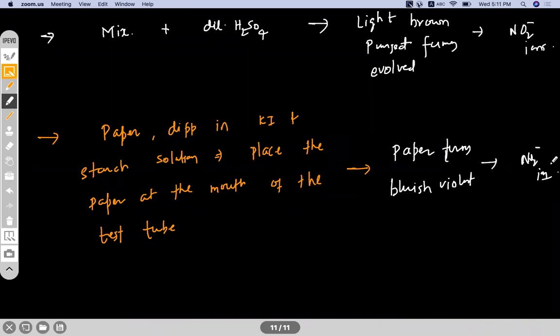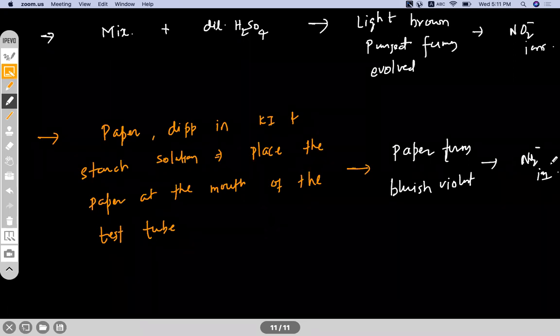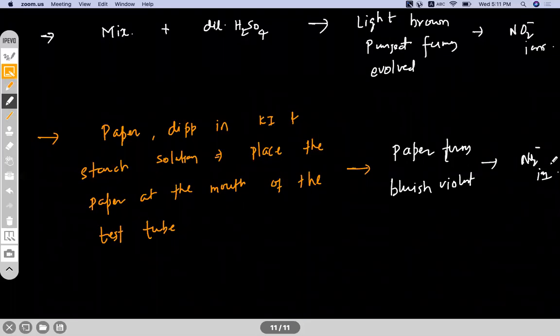Okay, these are the few more methods we have to detect nitrite ion. Obviously, the brown ring one is the most important, but these two also you can keep in mind. I have a question. So how is the brown ring paramagnetic if it's NO plus? Because it is NO plus, strongly then.